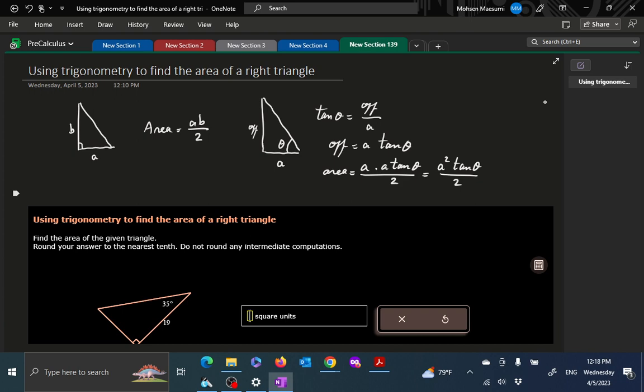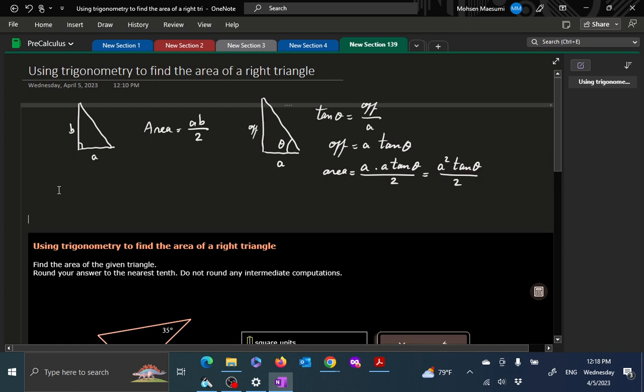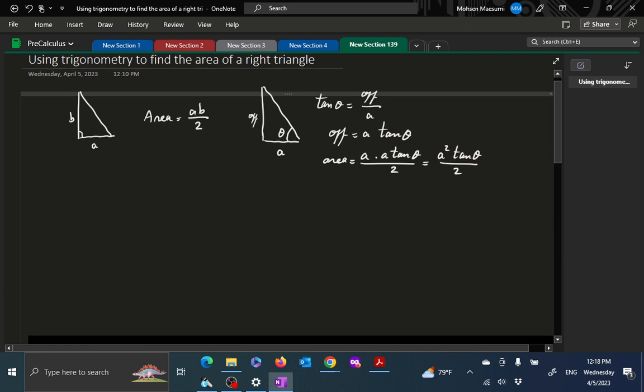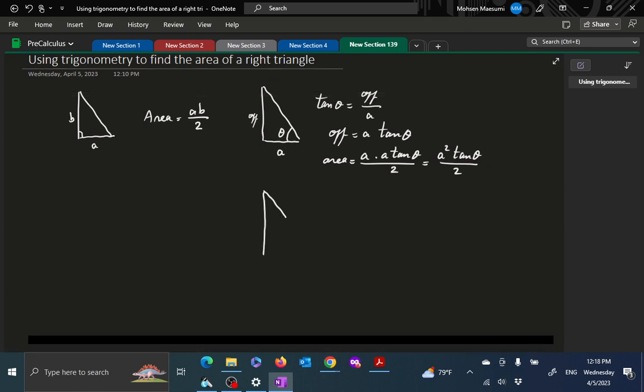Similarly, if the angle opposite of this side was given to us, if this were the theta, this would have been the adjacent. And now we have that tangent of theta is A divided by the adjacent. So adjacent becomes A divided by tangent of theta.